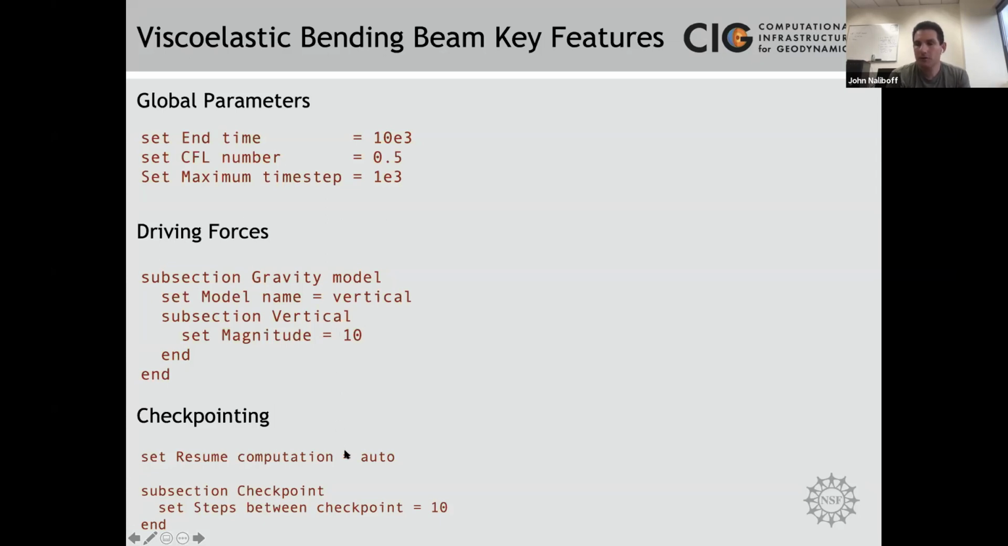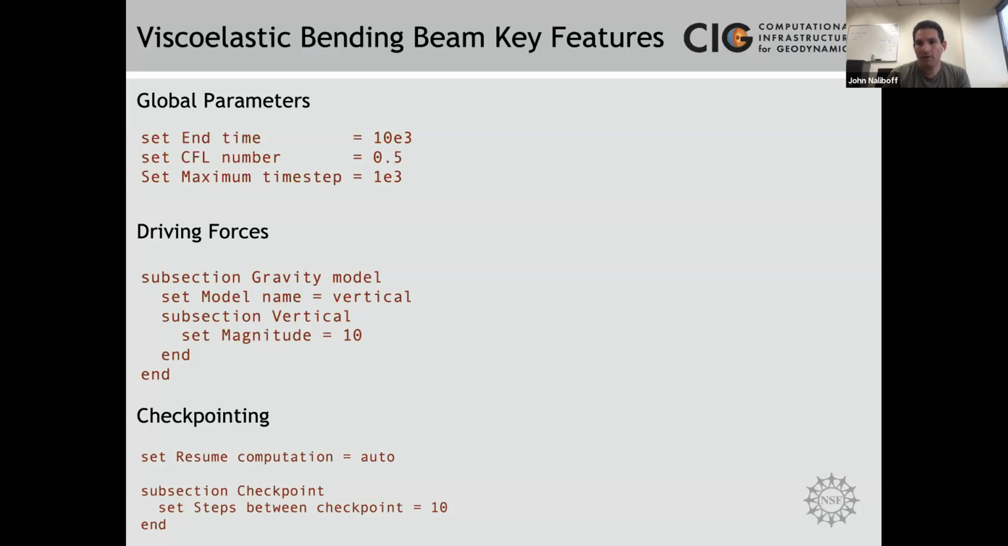Another really useful feature here is checkpointing, which allows you to restart your model. In the global parameters, you have a parameter called resume computation set to auto. If you restart your model, this automatically detects whether you're writing out checkpoint files. At the bottom of the parameter file, we have the checkpoint subsection, and it says we're writing out these checkpoint files every 10 time steps. In terms of time, that means every 10,000 years we write out a checkpoint file, which allows ASPECT to restart from that point.